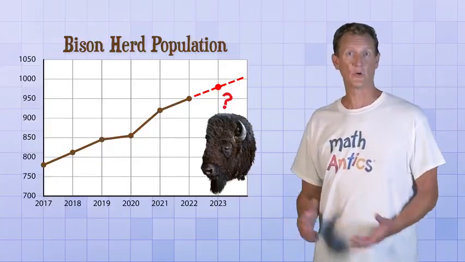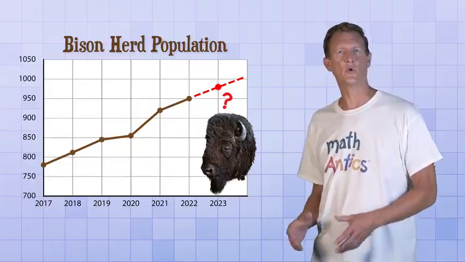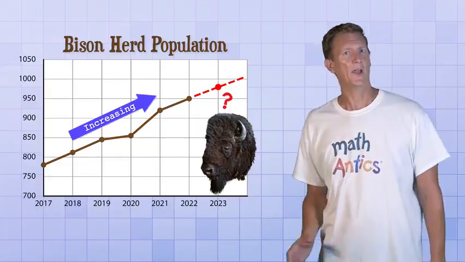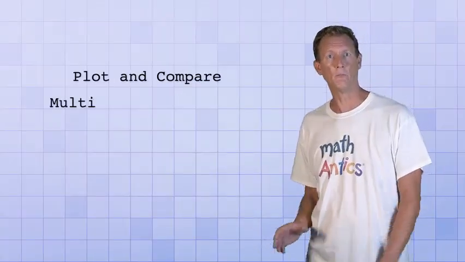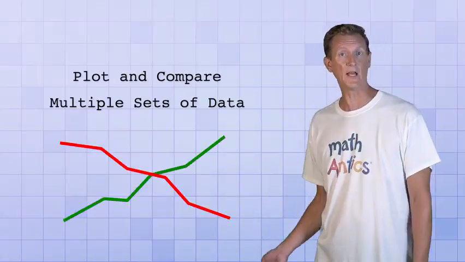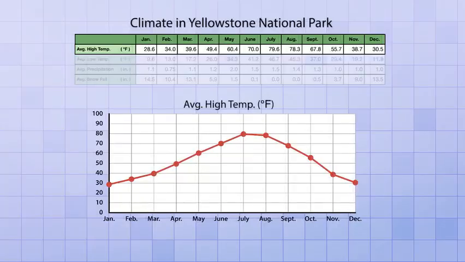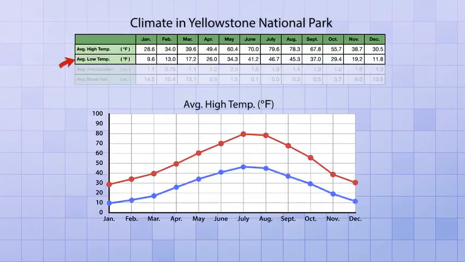So line graphs are great for displaying data in a way that lets you quickly identify trends. Another strength of line graphs is that they make it fairly easy to plot and compare multiple sets of data on them using different lines. Like, we could easily add the data for the average low temperature from our table using another line like so. Multi-line graphs like this will usually use different colors or line styles to help you tell which line is which.